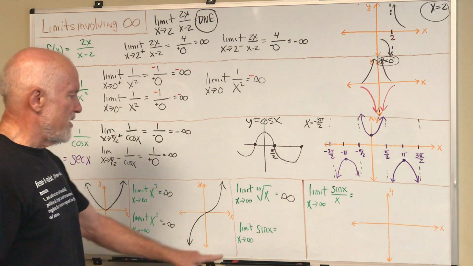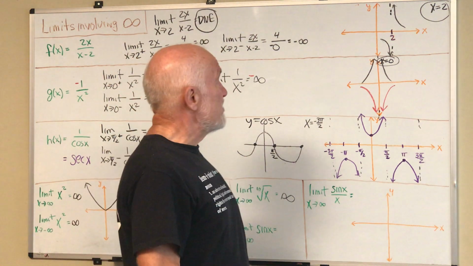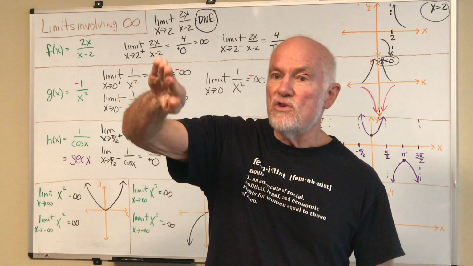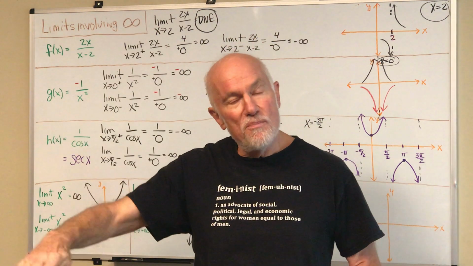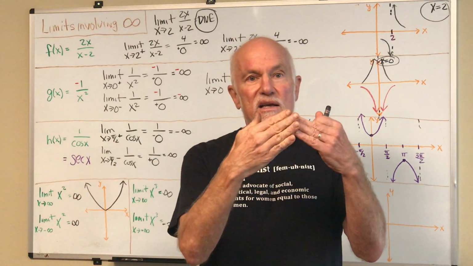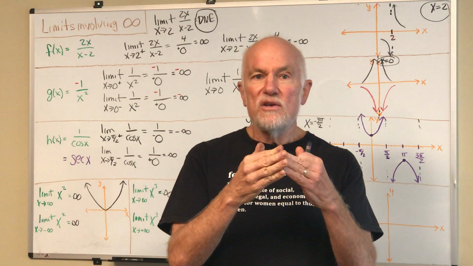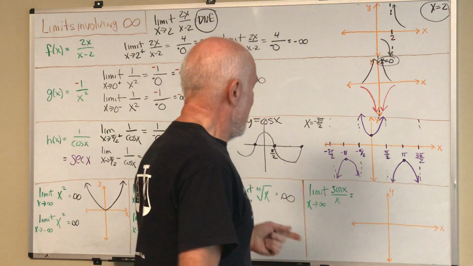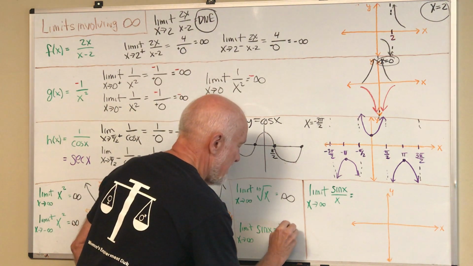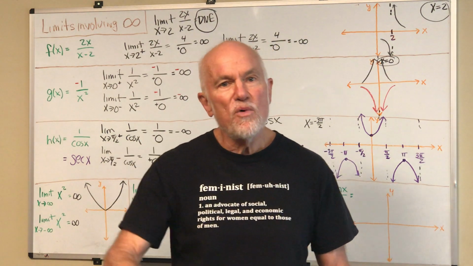Okay, just a couple more. What about the sine of x? Well, what's our knowledge of the sine of x? The sine of x just keeps going back and forth between +1 and -1. Does it ever really go to one particular value? No, it doesn't. So this one, all we can say about it is it does not exist. It just keeps wandering between +1 and -1.